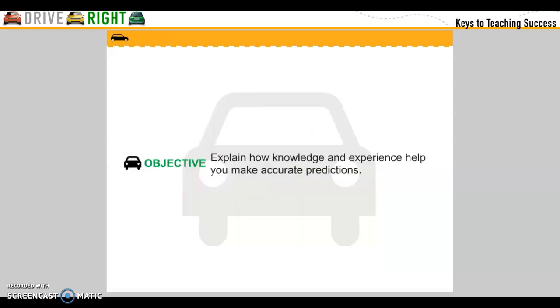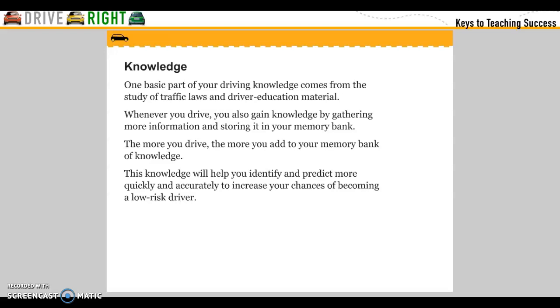Objective. Explain how knowledge and experience helps you make accurate predictions. Knowledge. One basic part of your driving knowledge comes from the study of traffic law and traffic education material. Whenever you drive, you also gain knowledge by gathering more information and storing it in your memory bank. The more you drive, the more you add to your memory bank of knowledge.